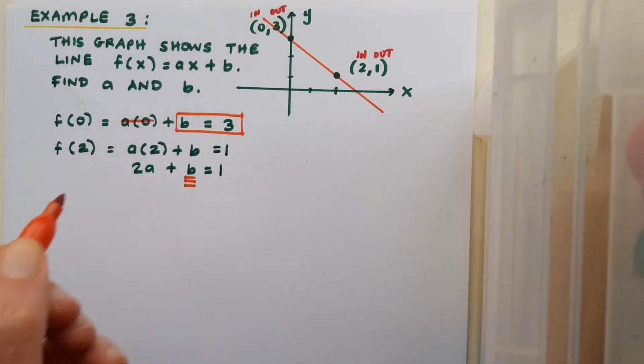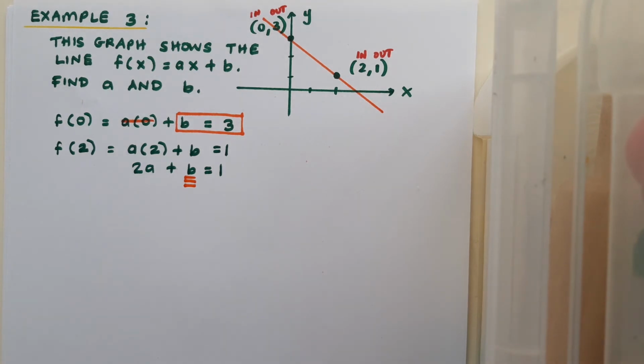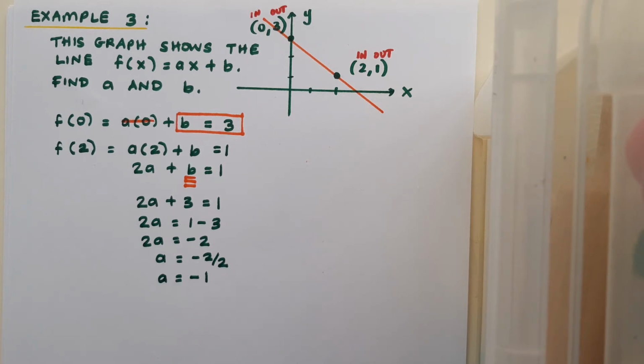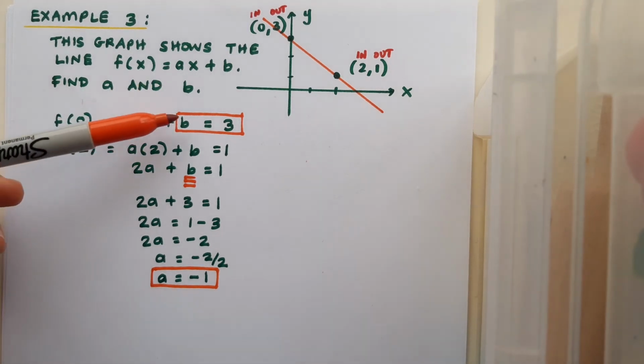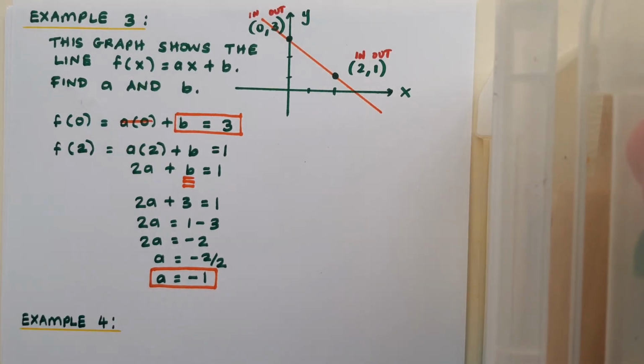So where I see a b in this equation, I can replace it with the number 3. Now I have an equation that I can solve for a. I'll bring the 3 across and subtract. So 2a equals negative 2. I'll bring the 2 in front of the a across and divide. And now I have a result for a as well. a equals negative 1. So I've solved this question because it asked me to find values for a and b. And we have a value for a and we have a value for b, so we're finished.